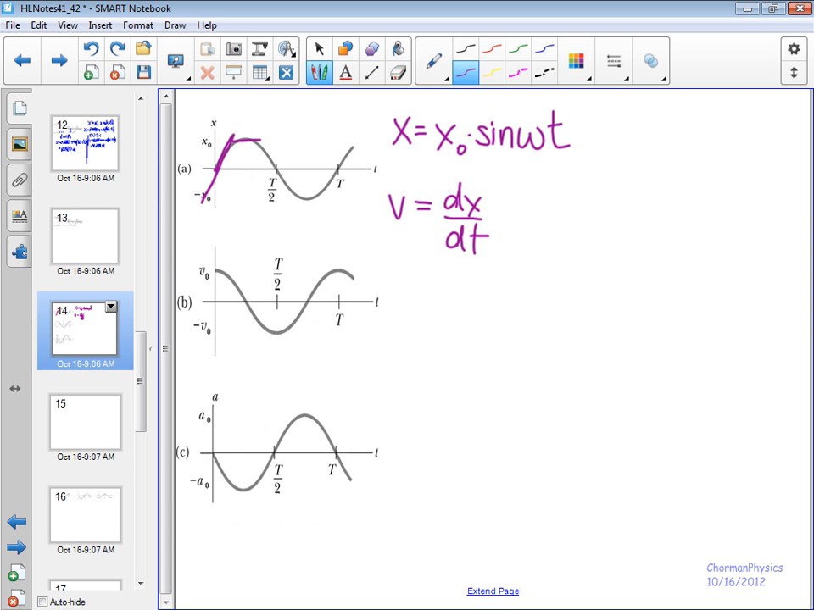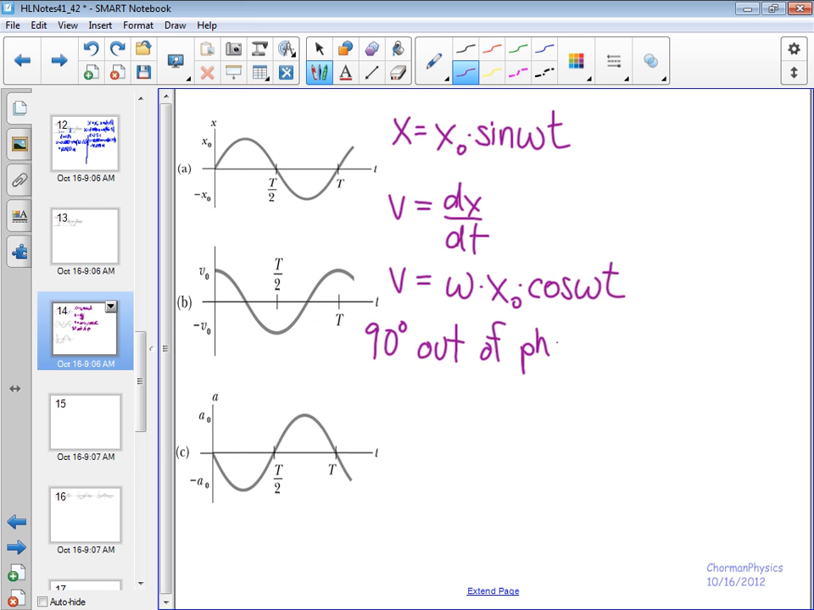Boom. Velocity is the time derivative of position or displacement. So what that means is that we're going to take the derivative of this sine function, and velocity is going to be equal to omega times x naught times cos omega t. And that will be our velocity function. We see that our velocity function, interestingly enough, is 90 degrees or pi over 2 radians out of phase with the displacement.